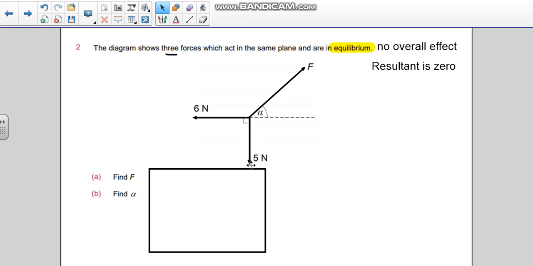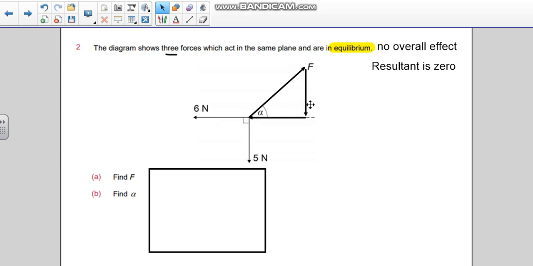What we've got here is the force coming down, which is 5 newtons, and this one going across, which is 6 newtons, but we don't know the force for F. We're asked to find F initially. We know these 3 forces are in equilibrium. So in other words, if I travel along F and then add this one to it, I would end up at this point here. If I then add this one to it, I would end up, like I said, back where we started.